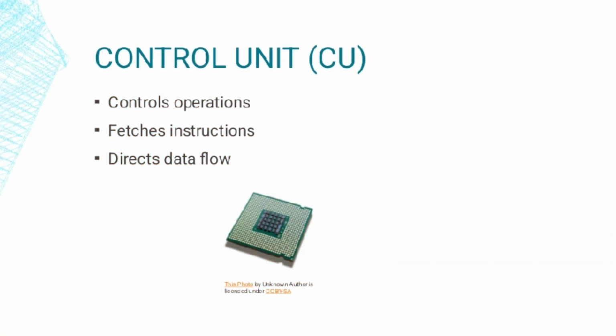Control unit. The control unit controls and coordinates the activities of the CPU. It fetches instructions from memory, decodes them, and tells other components what to do. The control unit ensures that instructions are executed in the correct order.